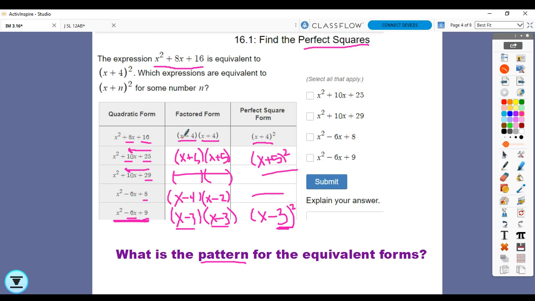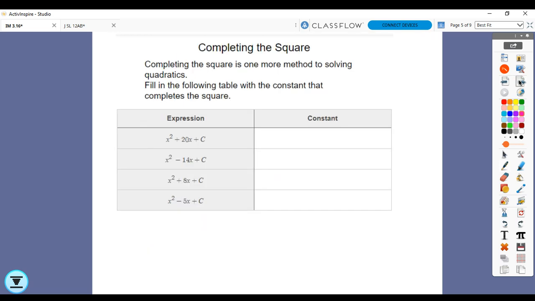So what we're going to do is convert our quadratic form into perfect square form. And that's going to help us see another way to solve. All right. So we need to find half of this number and square it, and that will complete the square.